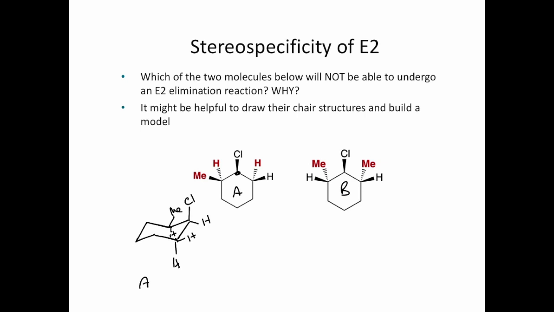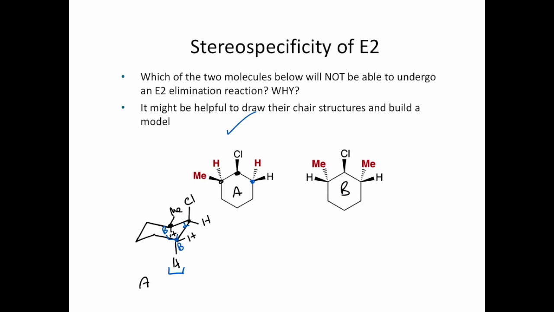So that's that carbon. This is to its left, that's why I put it over here. And then the CH2 here is to its right, so I put that here. So this is my alpha carbon, and these are my beta carbons. So this compound A should be able to undergo an E2 reaction because it has two beta hydrogens in the axial position when the halogen, the leaving group, is also in the axial position. So that one should be good.